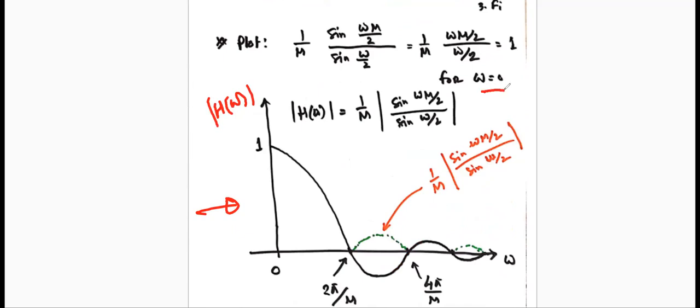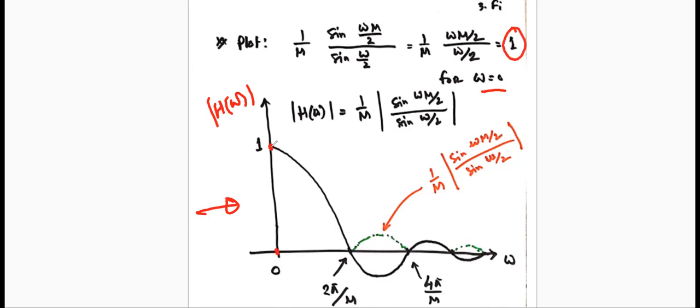At omega equals 0, of course, 0 divided by 0 makes it infinite, undefined. That's why we move to L'Hopital's rule. Then we can find that for omega equals 0, theta is very small, so sine theta is theta. From there, you can find the value is 1. So at omega equals 0, you are getting the value equal to 1.